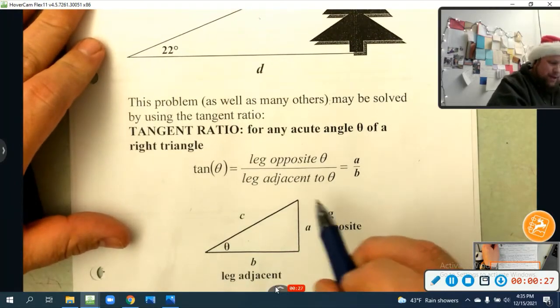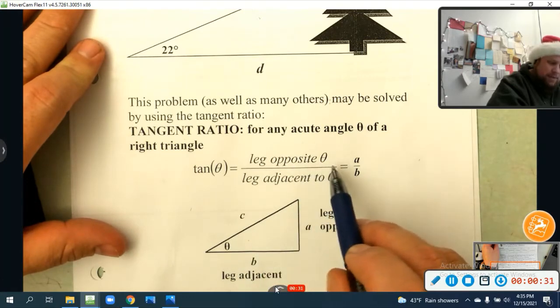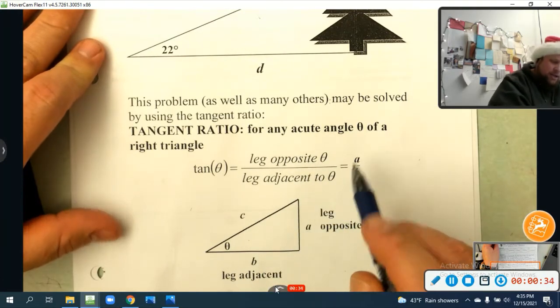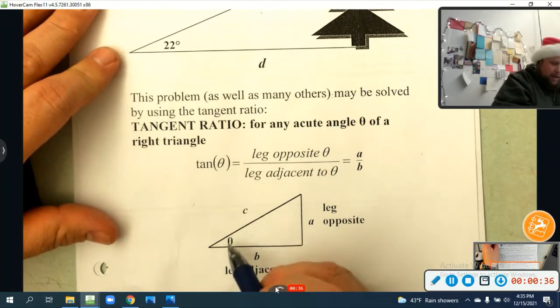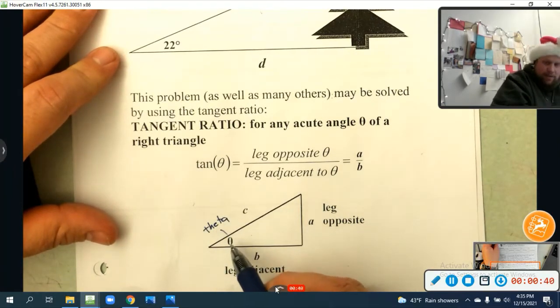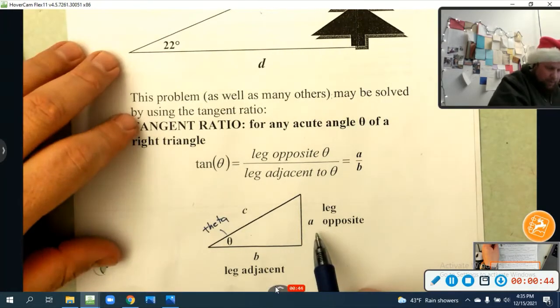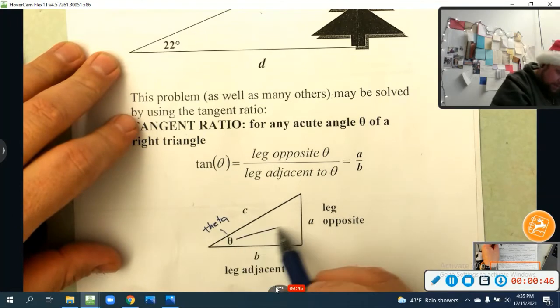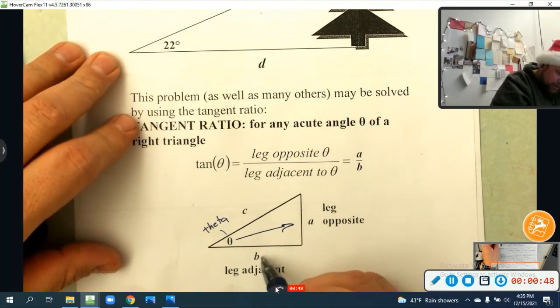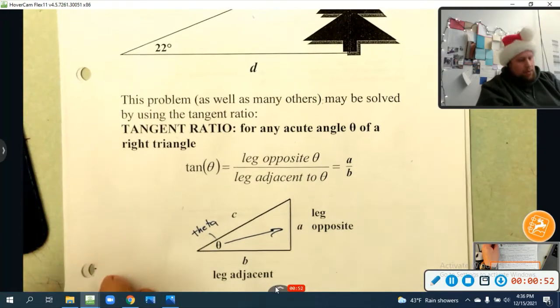The tangent of theta is the leg opposite theta divided by the leg adjacent to theta. In other words, remember this is the angle theta, right here. My tangent of theta is equal to the opposite divided by the adjacent, or A over B. So, how are we going to use this?